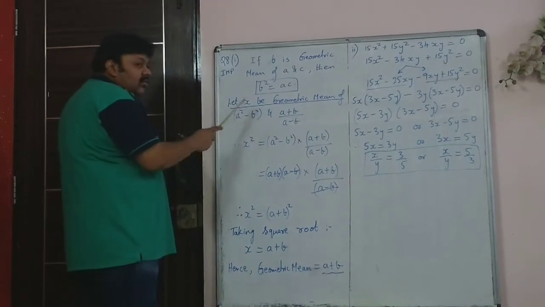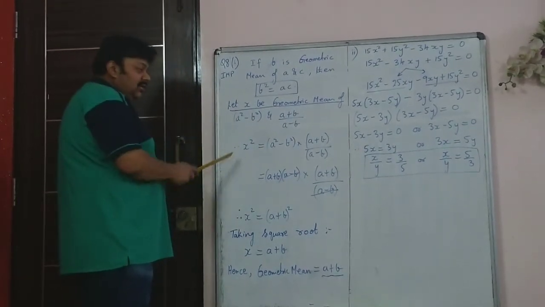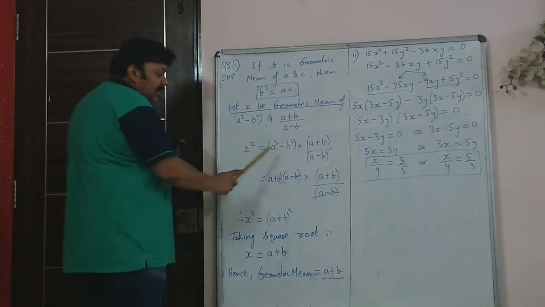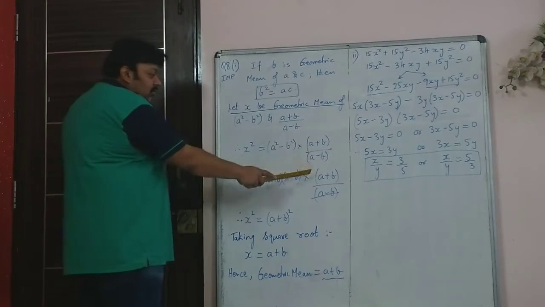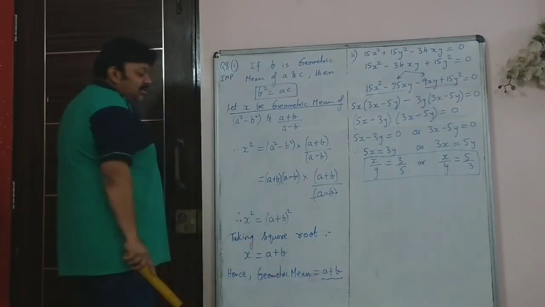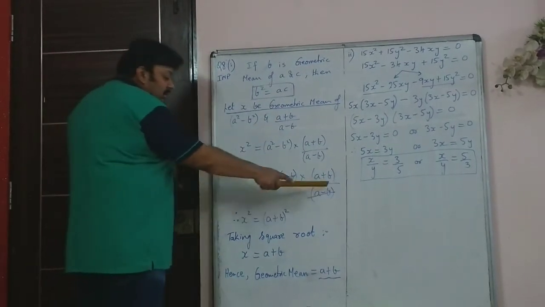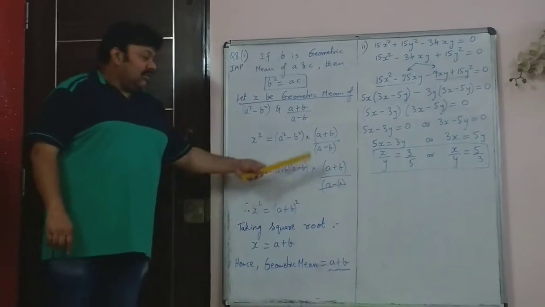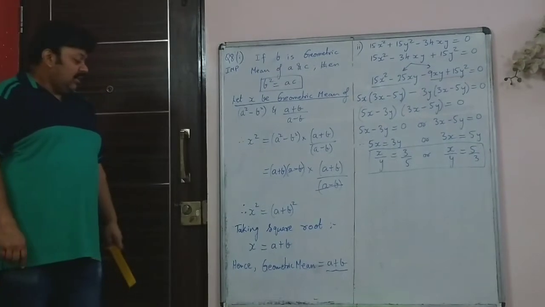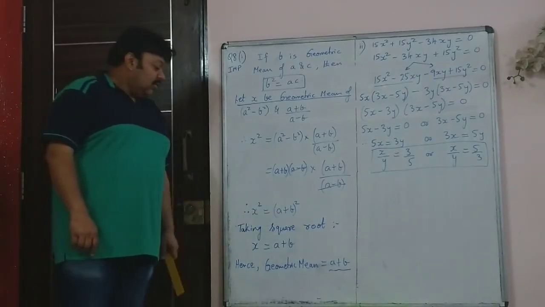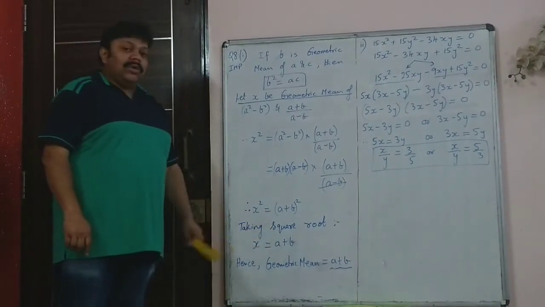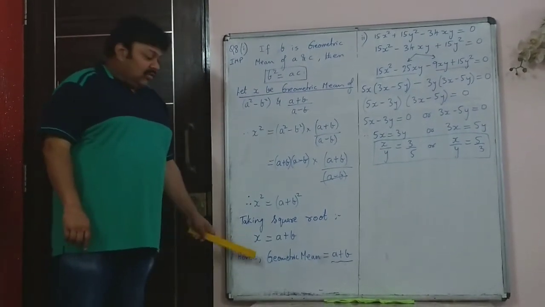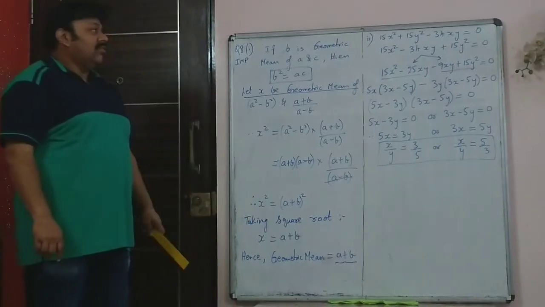So now here you will have to use a bit of your factorization and expansions formula. A squared minus b squared is a plus b, a minus b, into the second term as it is a plus b upon a minus b. A minus b gets cut. So you are left with x squared is equal to a plus b the whole squared. Now taking square root, you will get x is equal to a plus b. And what is x? X is the geometric mean. So the geometric mean is a plus b.